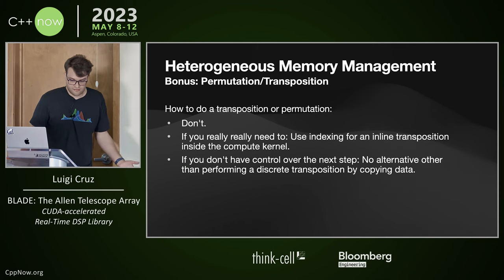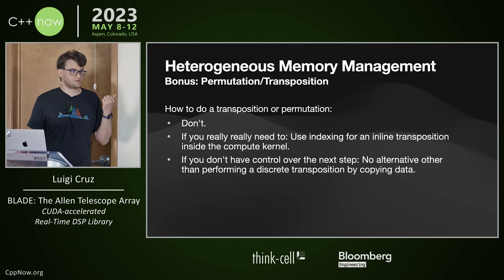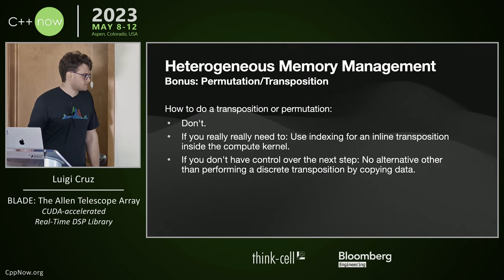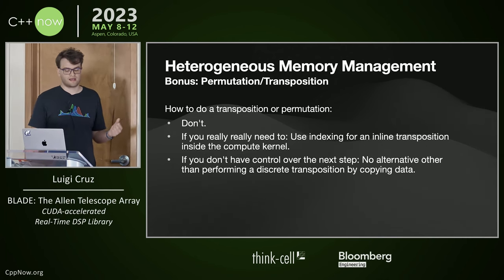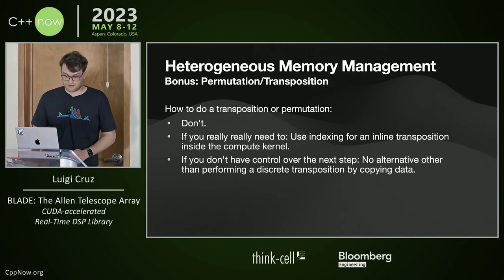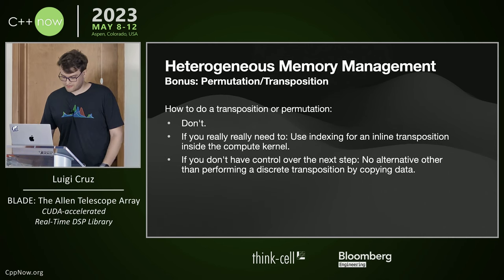And if you don't have control over the next step, so you can't have views to index the data in a different way, you need to perform the transposition. That's why I said limit the number of dependencies of your code, because if you have dependencies, you can't change the view of the data.